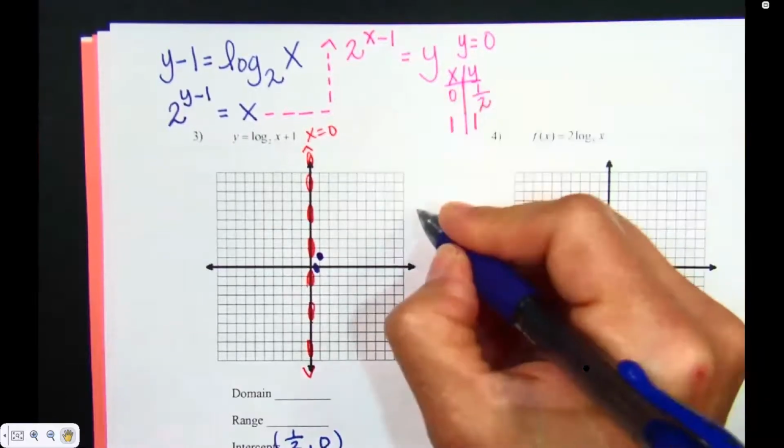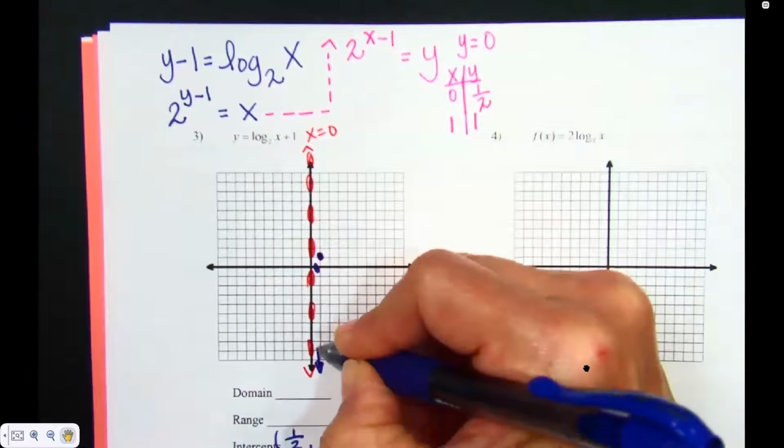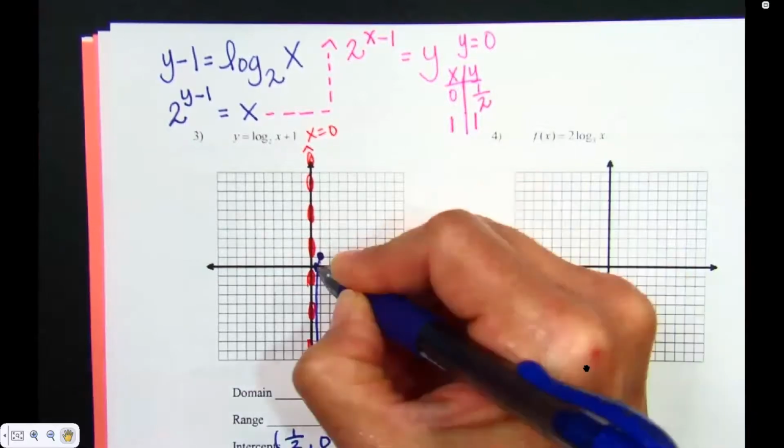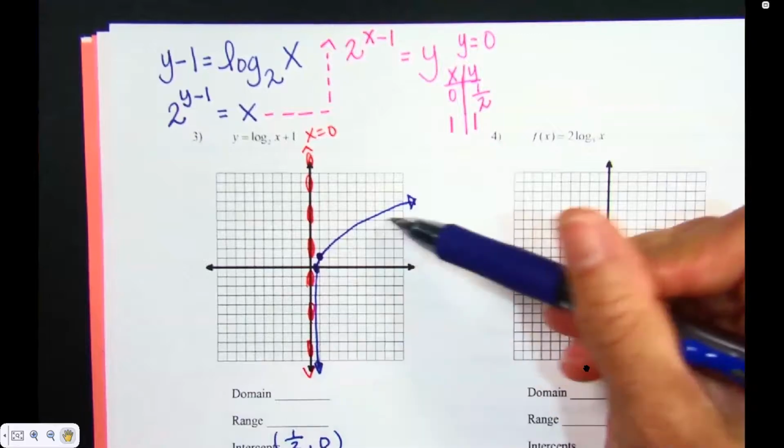So as you can kind of see the shape of this graph, it is going to have a positive value on the right. So the shape of this log is going to look something like this.